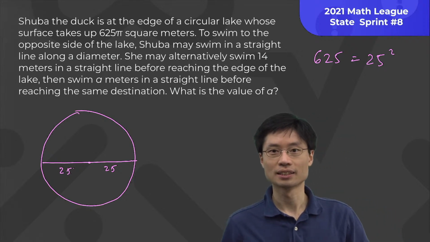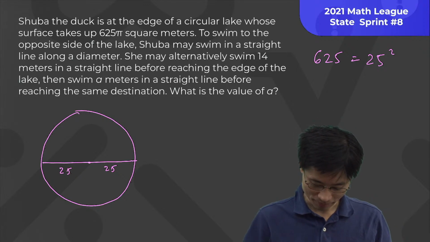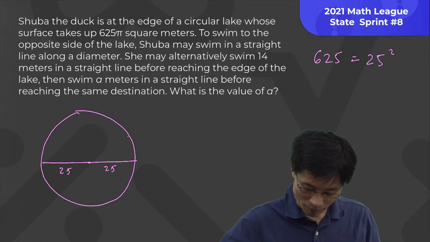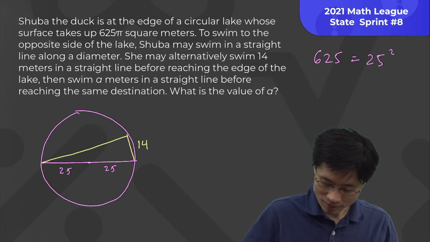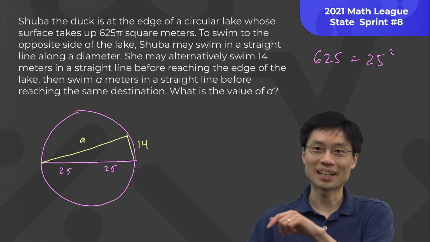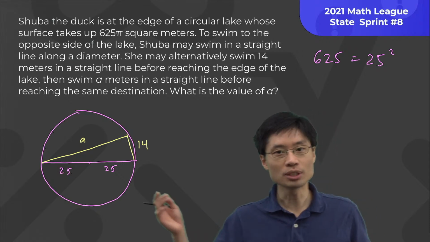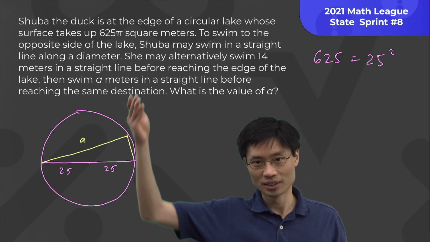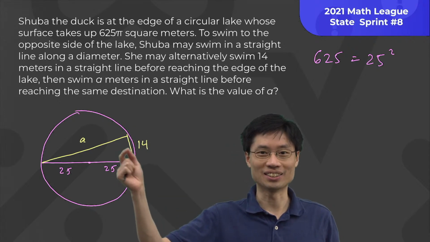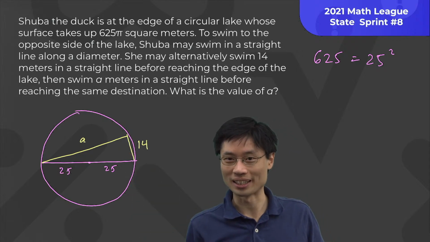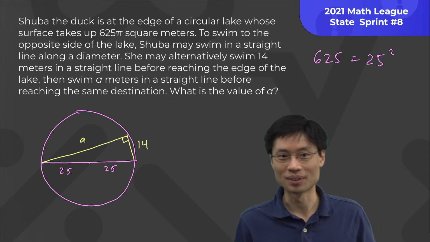Next, it says that Shuba has another option, 14 meters in a straight line before getting somewhere. Maybe that's 14. And then this mysterious A. So we want to know what A is. Oh, okay. So this is an interesting fact from geometry. If you have a semicircle and you have a point on the semicircle, then look at what that angle is. What do you think that angle measure is? Well, there's a way to prove this too, but that's beyond the scope of this short live stream. But that's a right angle.